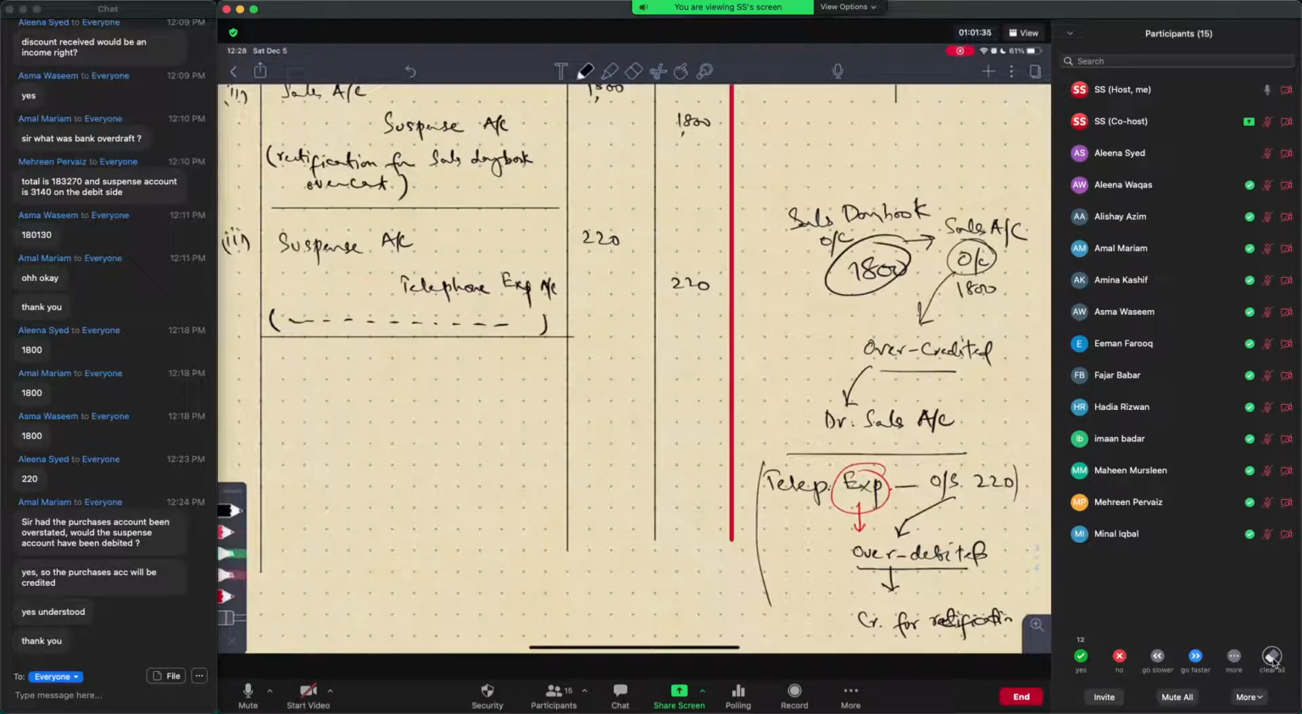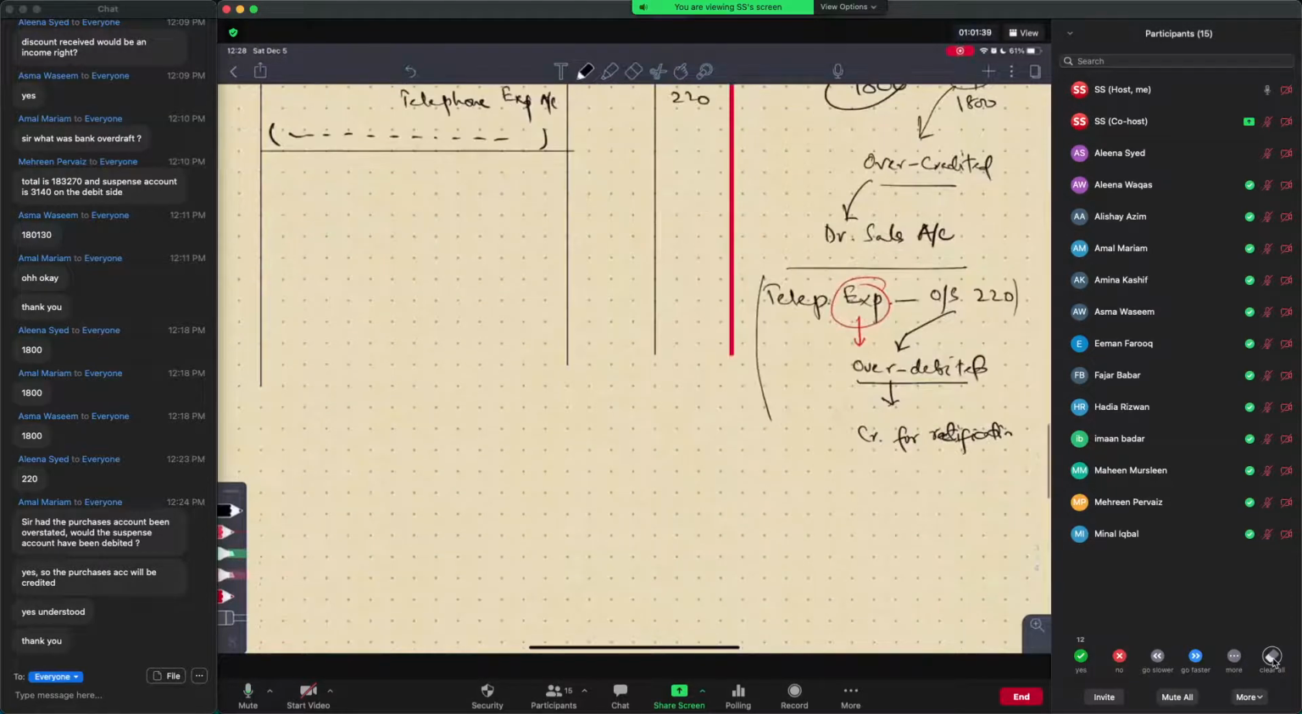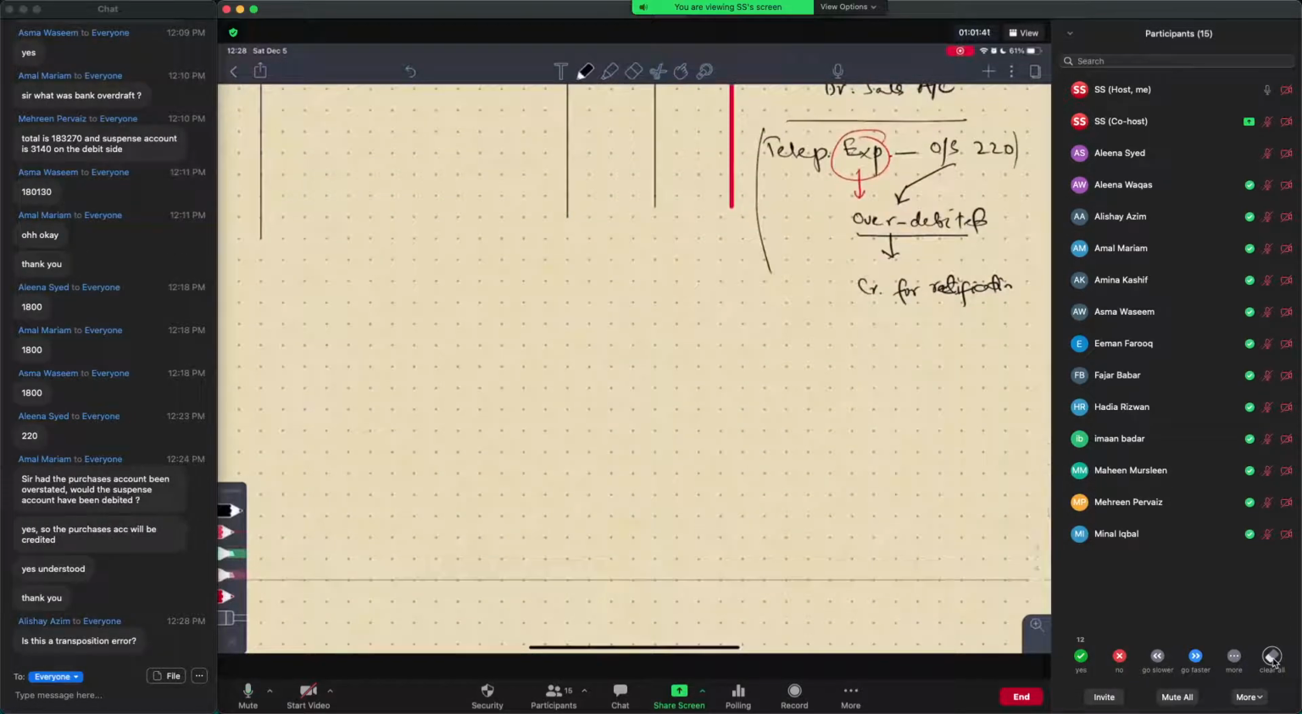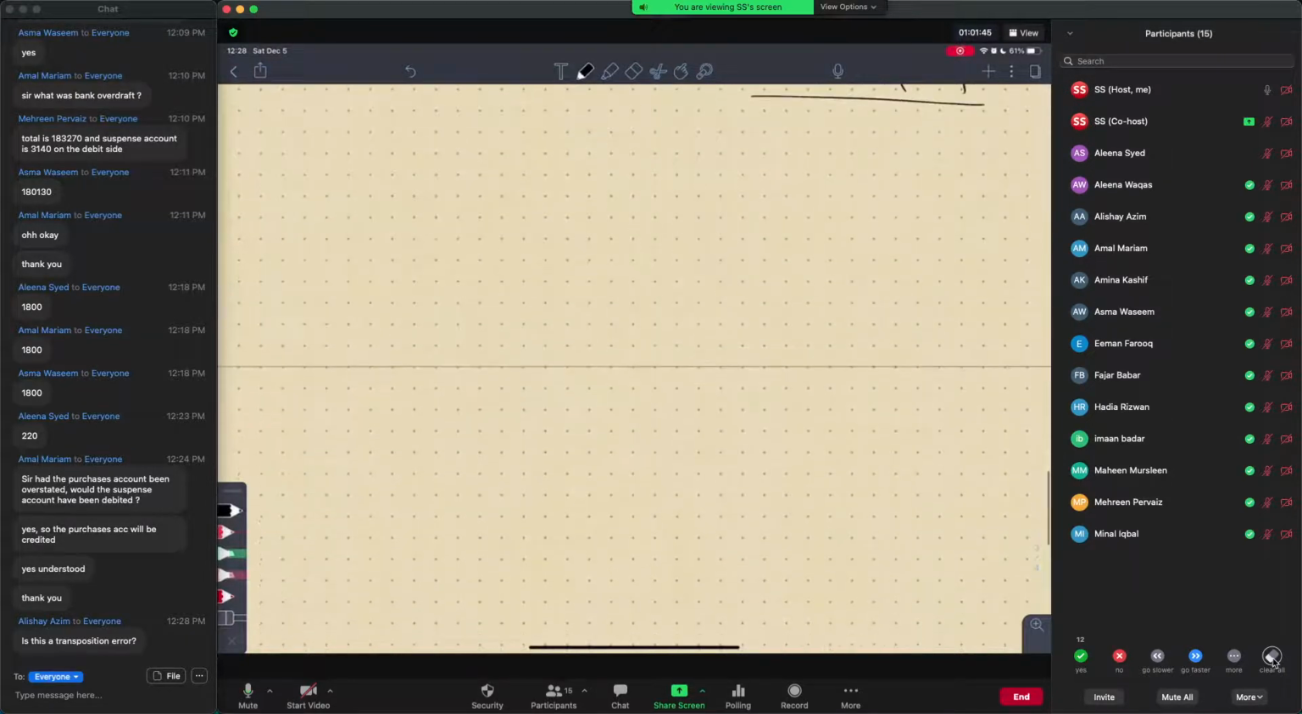So this is not one error. There are two errors actually. ठीक है. और वो दो errors कौन से हैं? Let me just show it here. So sales, आपने purchases की थी. So purchases are understated by 1420.